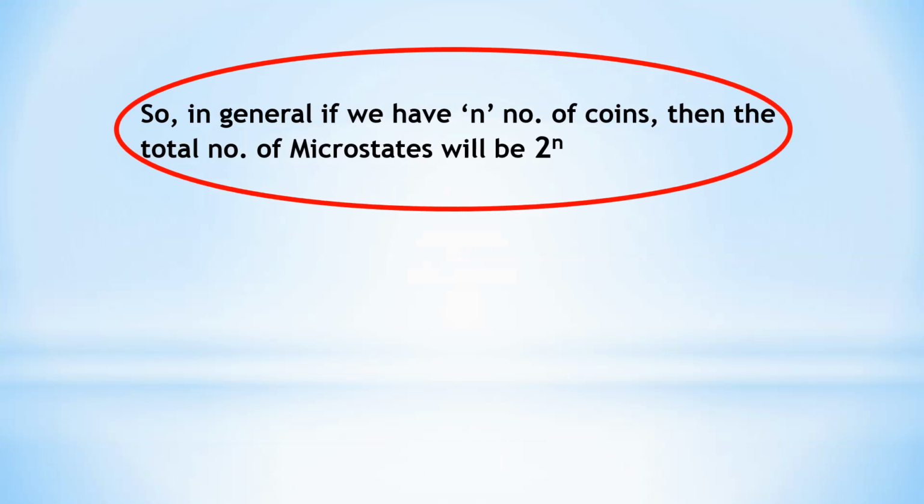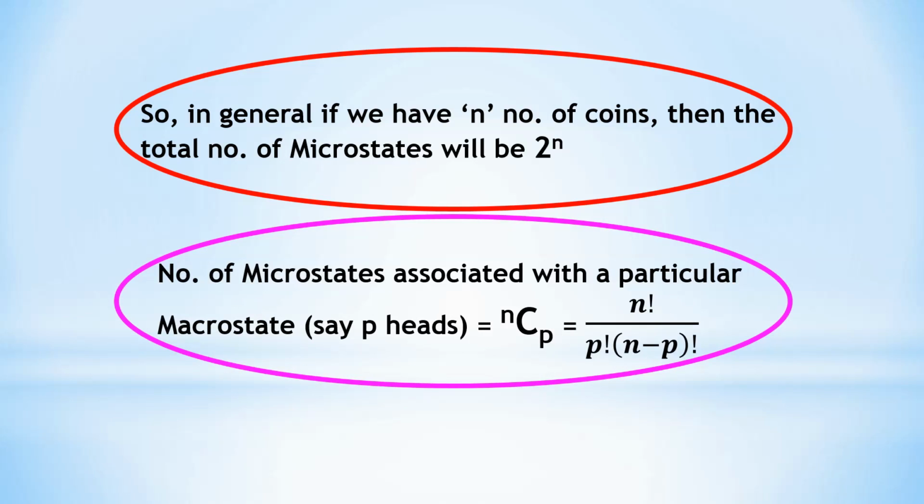So in general, if we have n number of coins, then the total number of microstates will be 2 raised to the power n. The number of microstates associated with a particular macrostate, say p heads, is given by nCp, that is n combination p.